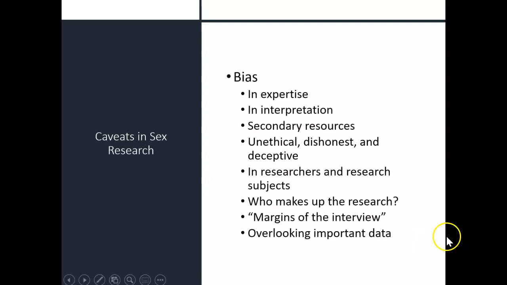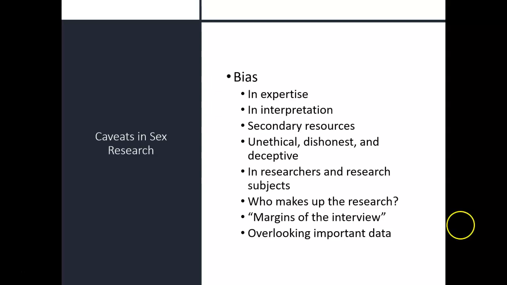Now, there are some caveats when we're talking specifically about sex research. We have to be very careful, as is the case in all scientific research, but this is a particular problem for sex research. We do have to pay strong attention to bias. People come to research with their own lives, their own values, their own beliefs, their own experiences, and sometimes their own politics and their own agendas. So we have to be very careful to check our own bias.